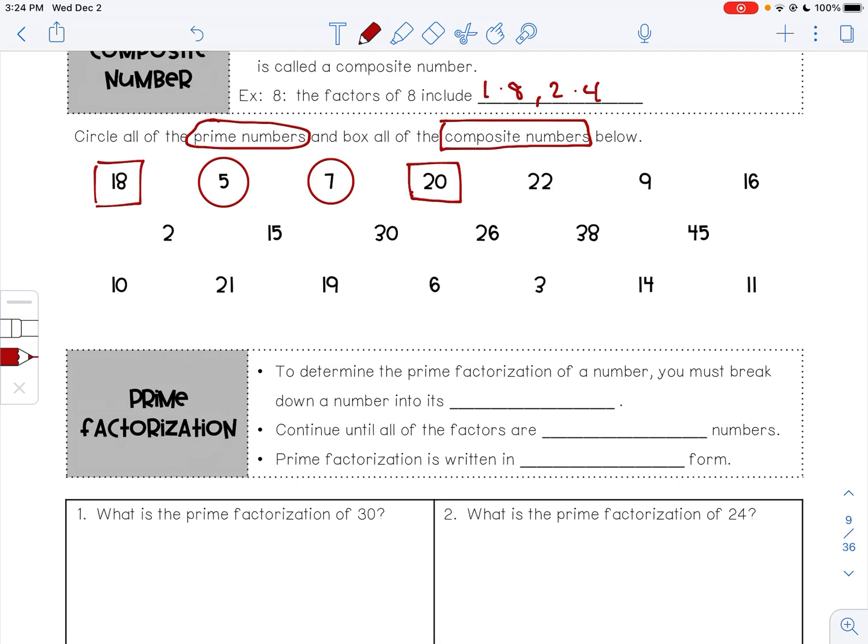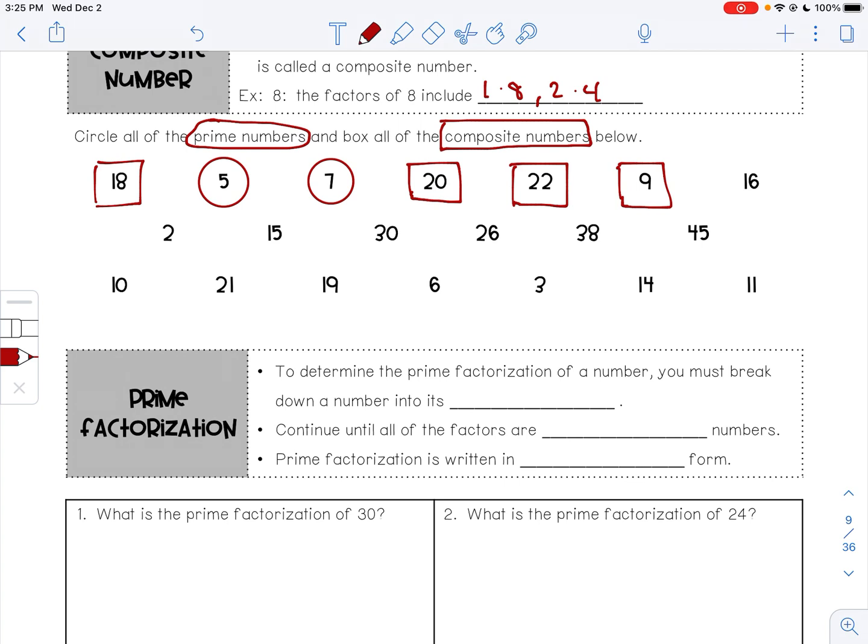Okay, let's try the next one, 22. So what can I multiply together to get 22? Right, so 1 times 22. Anything else? Hopefully, you're thinking of 2 times 11. So that makes it a composite number. Let's do number 9. What can I multiply together to get the number 9? So we have 1 times 9 and 3 times 3. So it is a composite number.